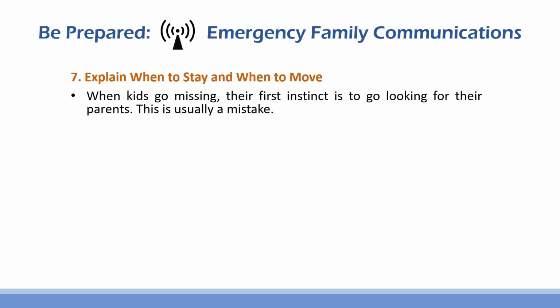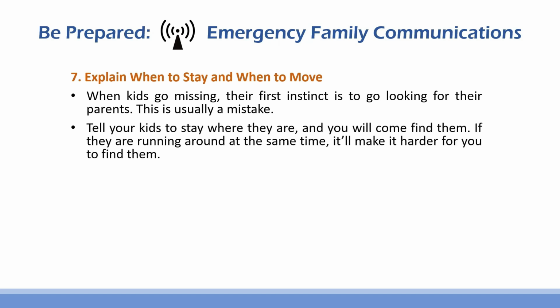7. Explain when to stay and when to move. When kids go missing, their first instinct is to go looking for their parents. This is usually a mistake. Tell your kids to stay where they are, and you will come find them. If they're running around at the same time, it will make it harder for you to find them.